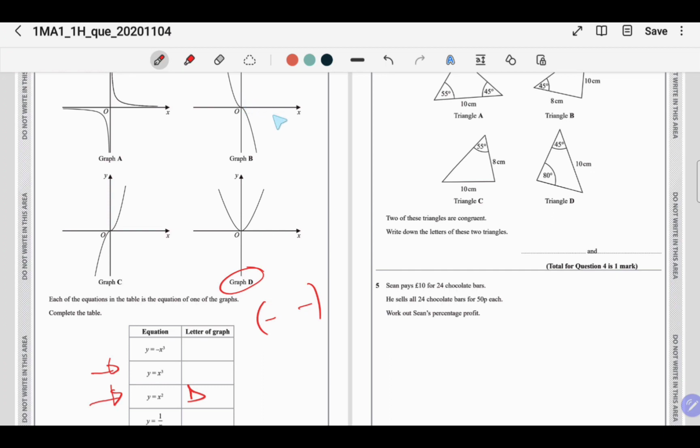So in graph B, let's take a look. We have a positive y matching a negative x, which is not what we want. So that already eliminates it. And then if we go on to graph C, you see, we have a negative x and a negative y. So this is likely graph C, and the other one would definitely be graph B. And then lastly, we're going to have graph A, and that's it. You don't even need to work it out.